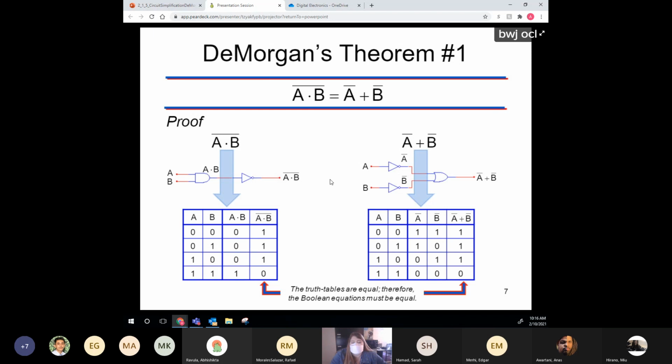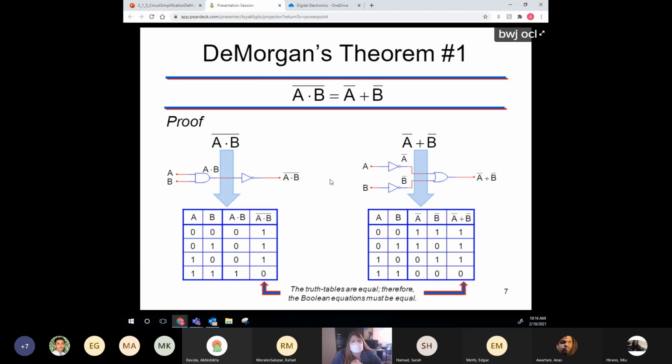First, I just want to say that if you have the bar over both A and B, you can't just separate those. They're basically married together. The only way you can separate them is if you separate them and change the sign.